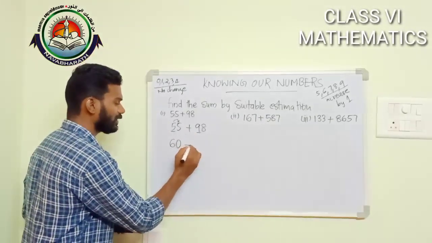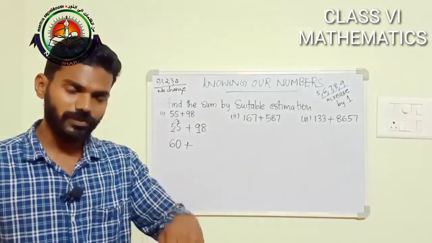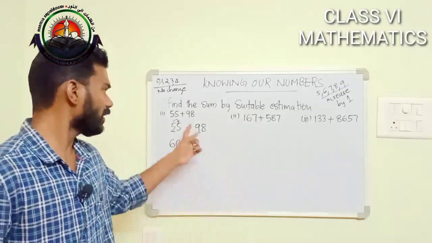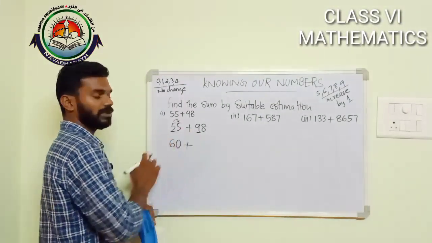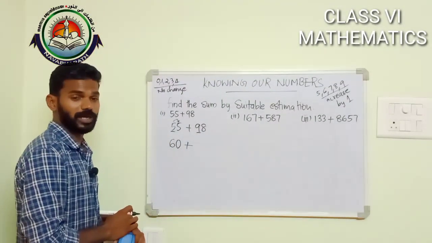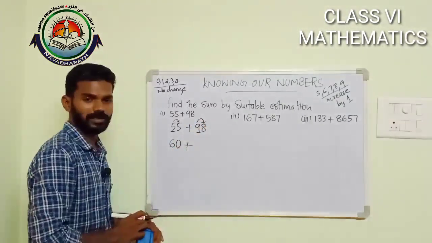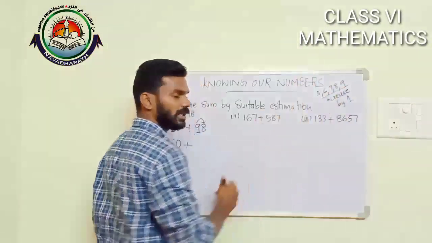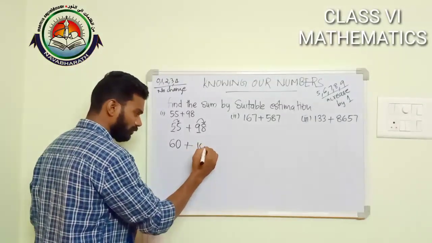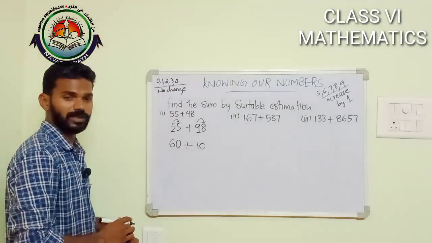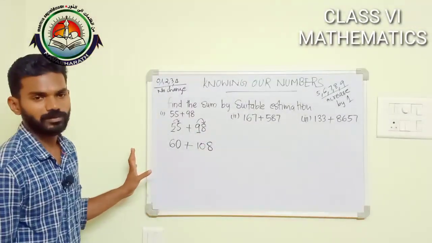Again there is addition symbol. Now this 98 also needs to be rounded off to nearest 10. Clear? So for that we consider the digit at the 10s place, which is 9. Consider the next digit, which is 8. 8 belongs to this category. So this 9 is to be increased by 1 so that it would become 10. 9 plus 1 would become 10.